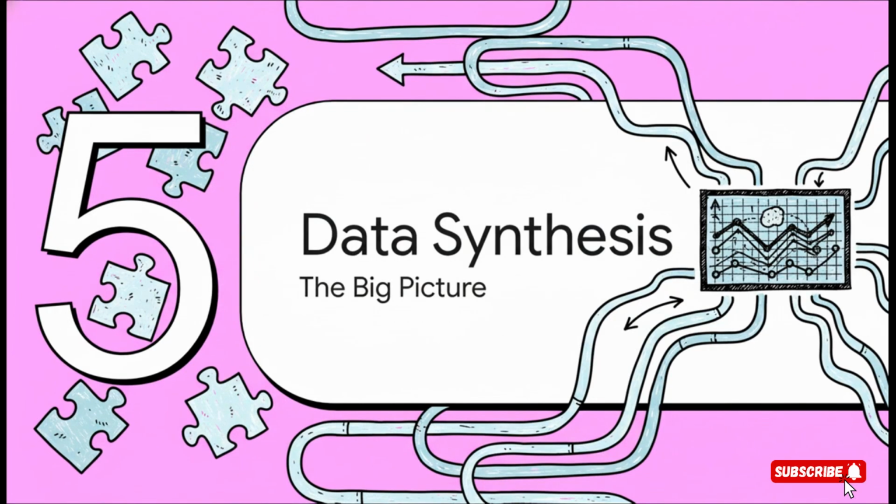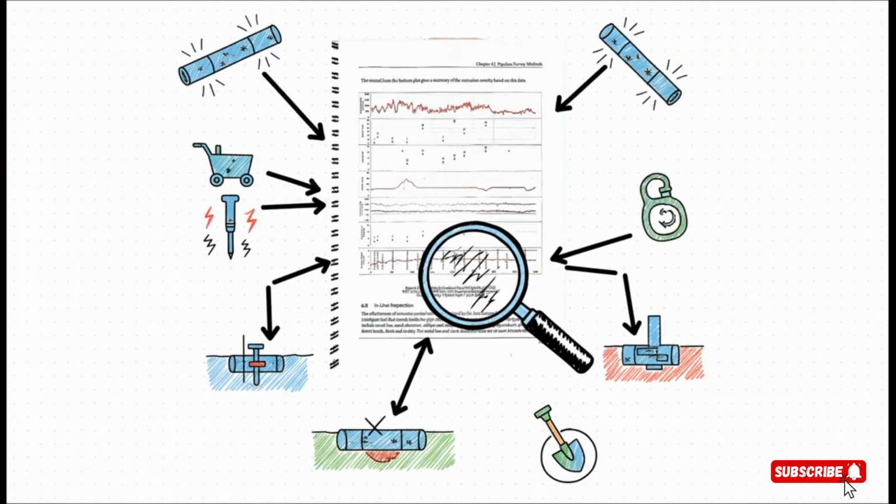You see, each one of these tools we've talked about gives us a really important piece of the puzzle. But the real skill, the true masterclass, comes from knowing how to put all of those pieces together. This is where we move from just collecting data to actually understanding the big picture, a truly complete view of the pipeline's health. The official name for this is External Corrosion Direct Assessment, or ECDA.